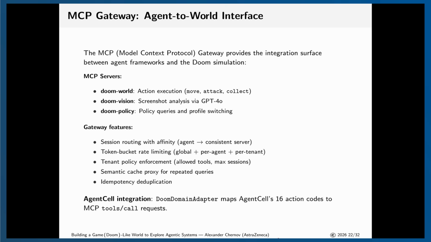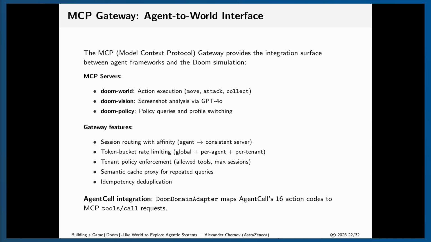MCP Gateway is the Model Context Protocol, as we all know it. There are 3 MCP services implemented. Doom world is action execution: move, attack, collect, and so on. There's Doom vision, where we take basic screenshot snapshots for our vision, to send through GPT. And there's Doom policy, where we enforce what each agent can or cannot do.